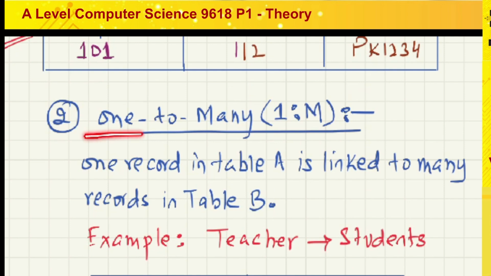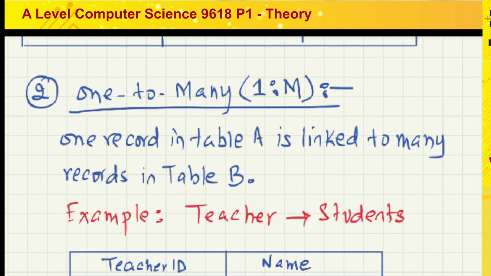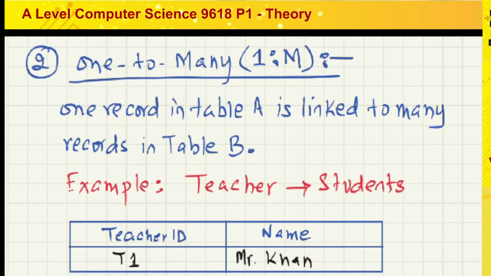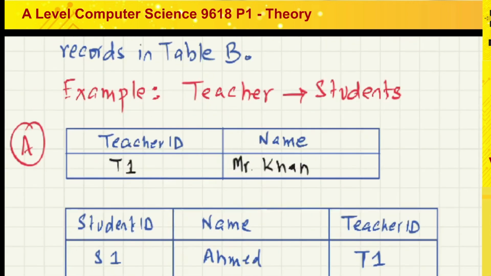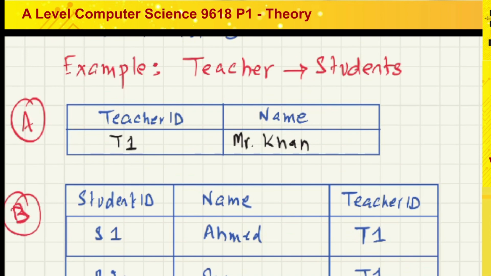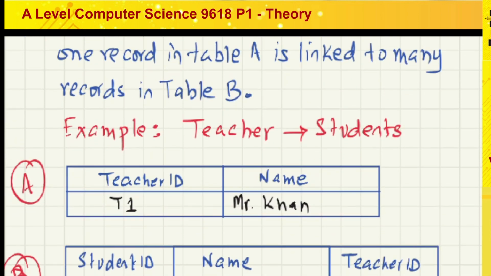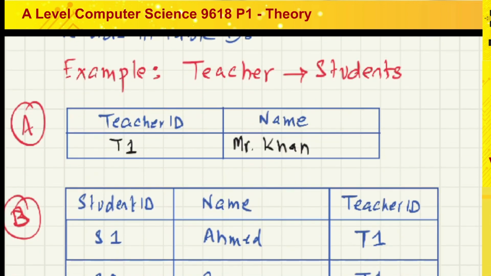Then comes the one-to-many relationship. This is the situation in which one record in table A is linked to many records in table B. All right, and the example is the relationship between teacher and students. This is the teacher table, table A, and this is table B. Here you can see that in table A, we have the teacher ID and the name: T1 is the teacher ID and the name is Mr. Khan. And in table B, let's say we have student ID, name, and teacher ID.